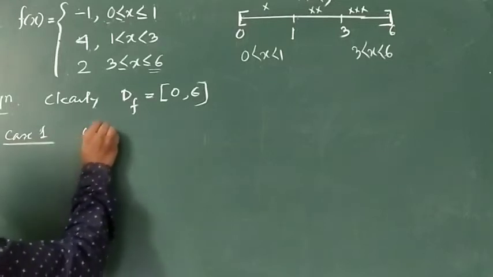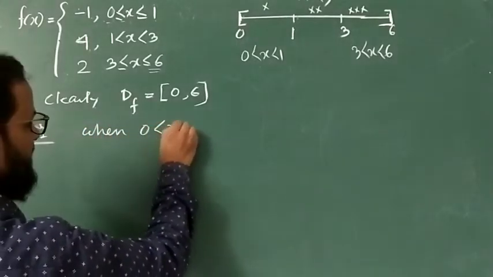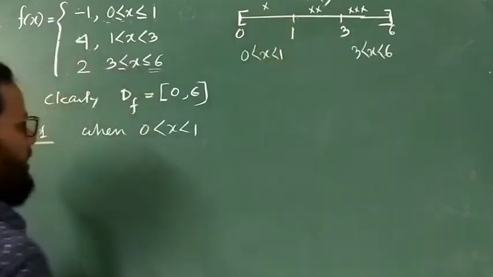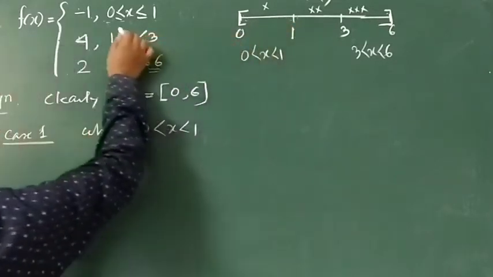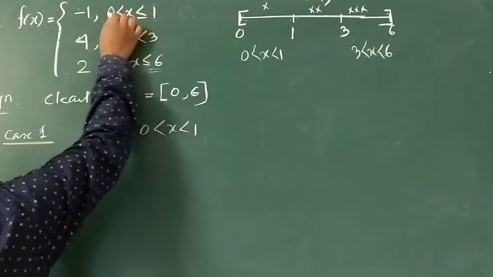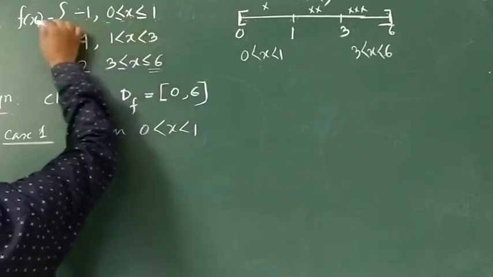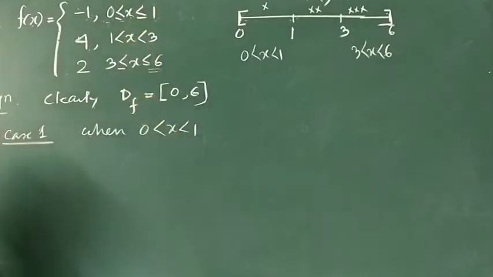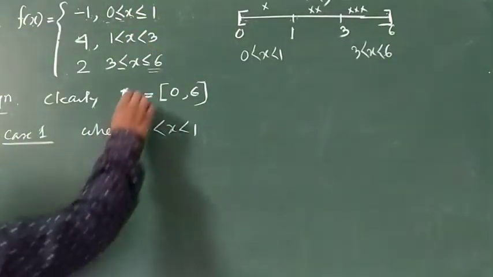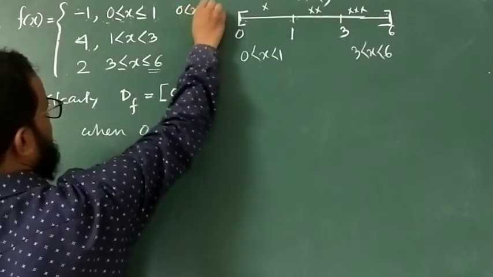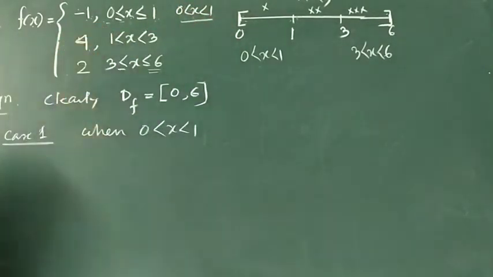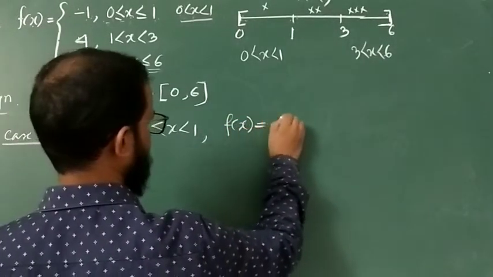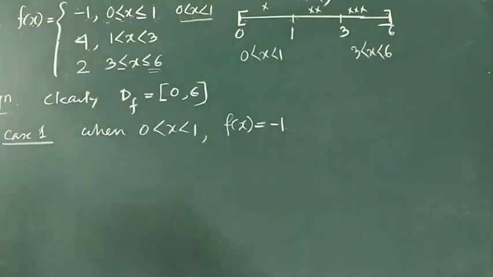Case 1. When 0 less than x less than 1, we are considering the points between 0 and 1, excluding 0 and excluding 1. Within this interval, when x equal to 0, f(0) equal to -1, when x is equal to 1, f(1) equal to -1, and when 0 less than x less than 1, इस इंटरवल में भी f(x) का वैल्यू क्या है? -1 है. So when 0 less than x less than 1, f(x) equal to what? -1.